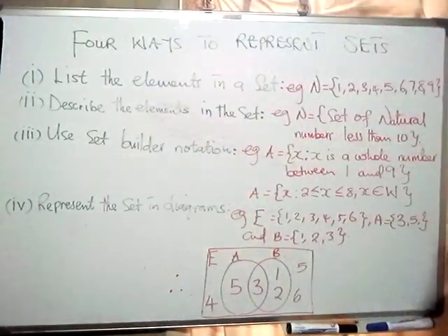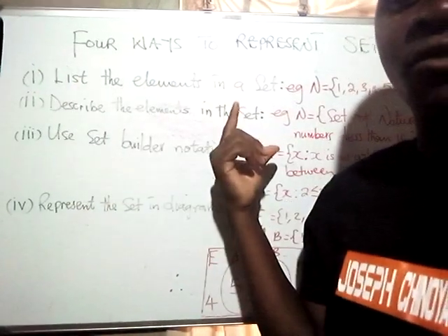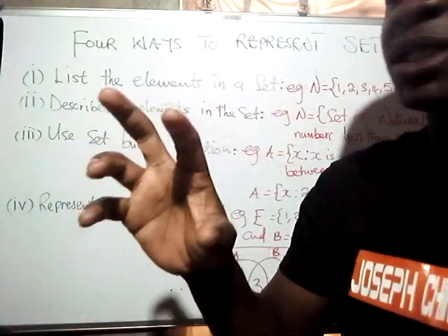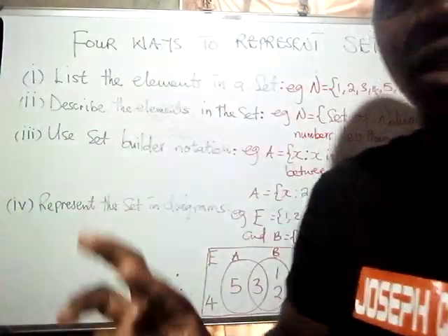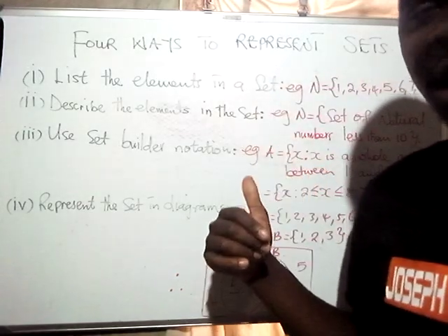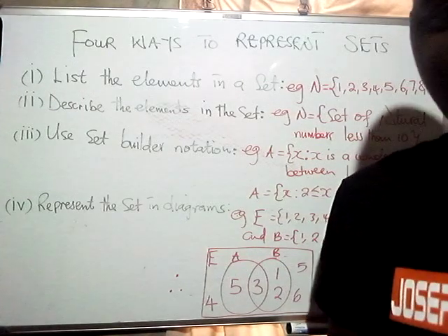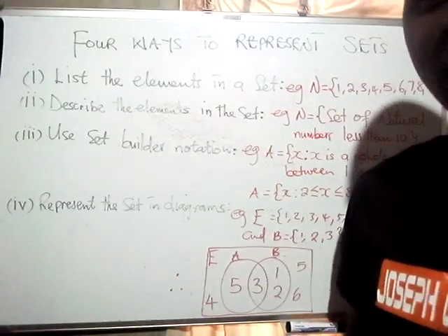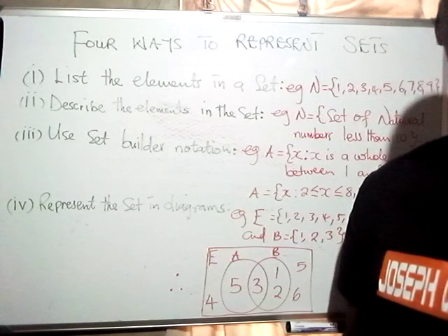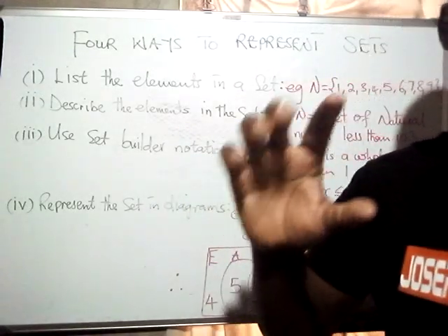Number one is that sets can be represented by listing the elements of the set. So by listing the elements of the set, it means that sets have been represented. For example, we have set N. Set N is a set of natural numbers which are less than 10. So the question may come to say list the elements of set A, given that set A is a set of natural numbers which are less than 10.